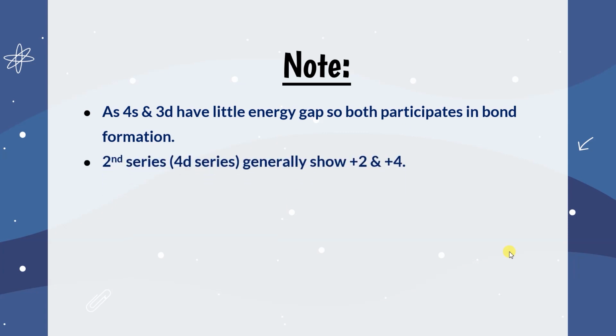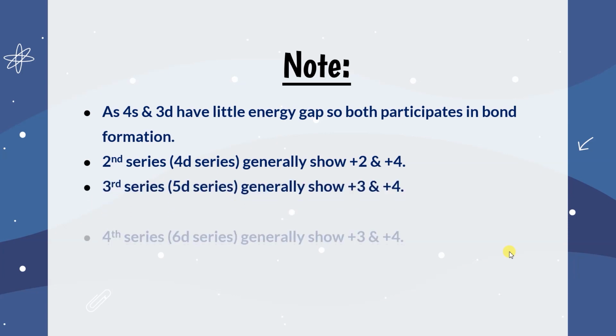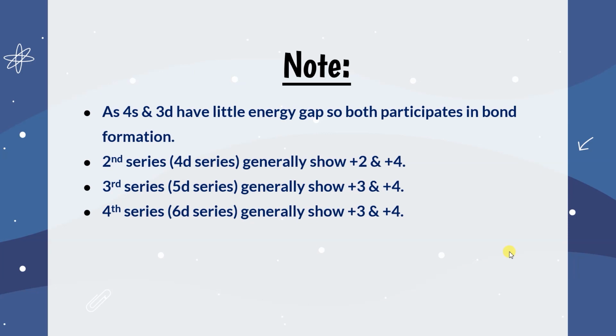Second series जो कि 4d होता है, 4d elements होते हैं, generally shows +2 and +4. थर्ड सीरीज जो होते हैं +3 and +4, और फोर्थ सीरीज भी जो होता है वो +3 and +4 ही शो करता है. Only the first series, that means 3d series, can show the variation in oxidation state, और बहुत सारे उसके ऑक्सीडेशन स्टेट का रेंज होता है. But second series only 2 and 4, third and fourth only 3 and 4 show.